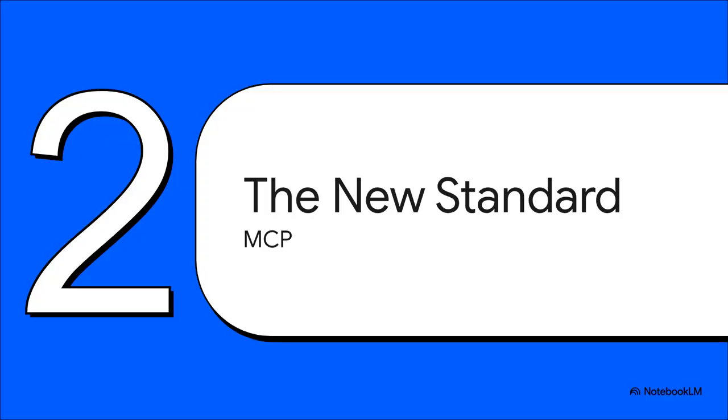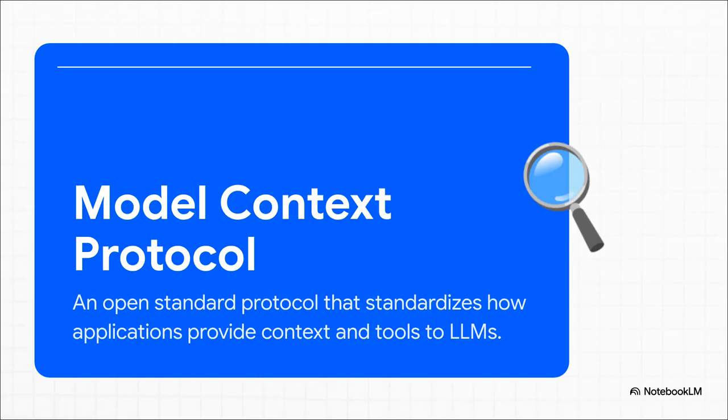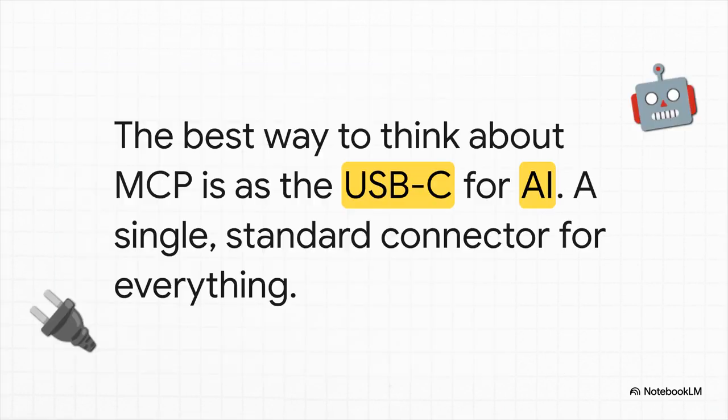But now, there's a new standard showing up, one that was purpose-built for this new era of AI, and it's called MCP. MCP stands for Model Context Protocol. It's an open standard designed specifically to create a universal language for how apps give context and tools to large language models. So, what does that actually mean? Well, the absolute best way to think about MCP is to imagine it as the USB-C for AI. It's this idea of having one single standard connector for literally everything.